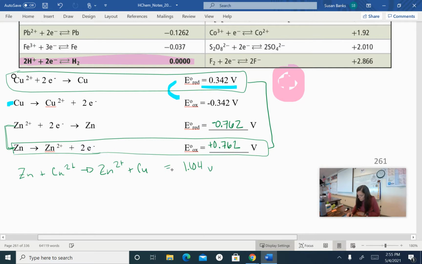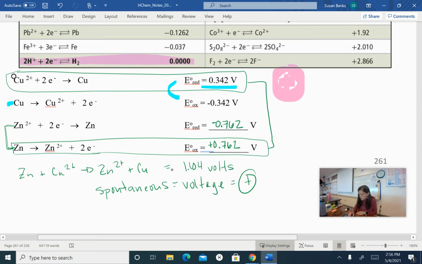1.104 volts. In order for a voltage or a cell to be spontaneous, the voltage has to be positive. If our voltage is negative, that cell is not spontaneous. It will actually run the opposite way of what you have it. So notice we are adding and subtracting here.